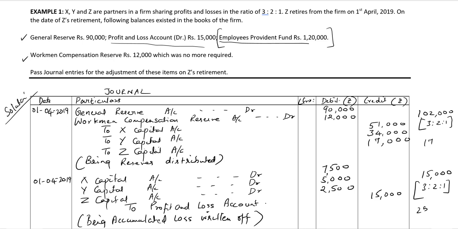So these are the two journal entries. Answer for this example sum 1. The first entry was to distribute the reserves, and the second entry was to write off the P&L debit balance. Please note the Employees Provident Fund is a liability and not any reserve to be distributed.